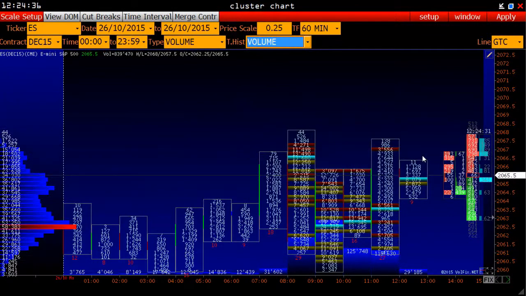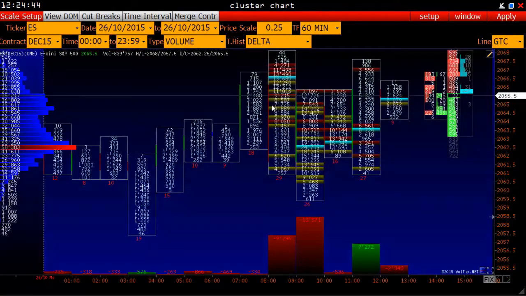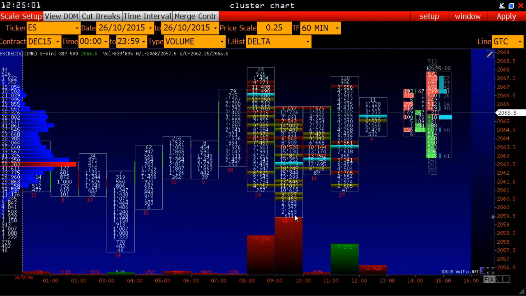We can see the proportion of aggressive sales and purchases. To do this, select the type of display, delta. You know that the number of bought contracts is the same as the number of sold ones, but the delta displays the way of buying or selling. We see that from 8 till 9 o'clock, delta equals minus 9,296 contracts. This figure indicates that the sellers have sold 9,296 more contracts at market prices than buyers did.